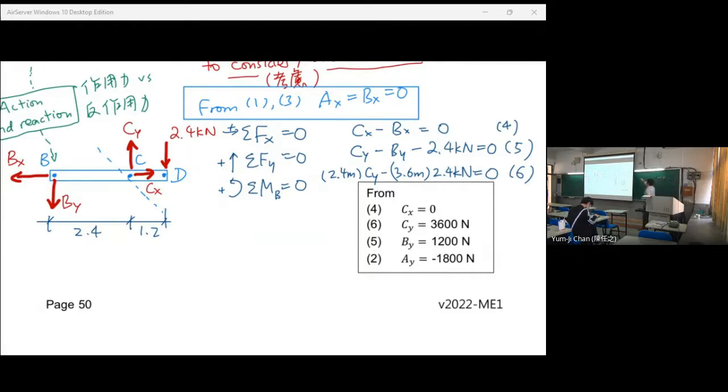So there are 3 more equations coming from this free body diagram. Remember that for each free body diagram, for a rigid body, we can write 3 equations. So for the free body diagram above, we write equations 1, 2, 3, and for this free body diagram, we write 4, 5, 6.